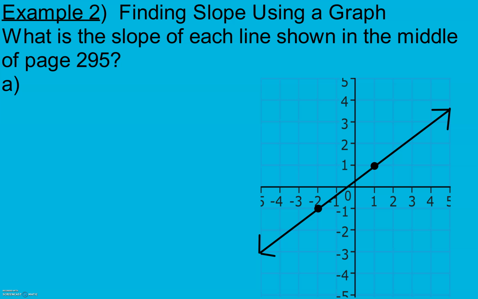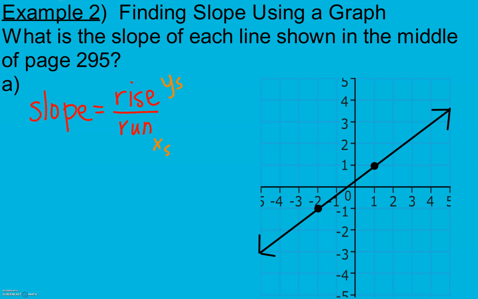In example 2, we're finding slope from a graph. So we want to find the slope of each line shown in the middle of page 295. And I have them here as well. The pictures in the book are a little bit better, but we can still run with it. So slope equals rise over run. Remember, our rise deals with our y's and our run deals with our x's.